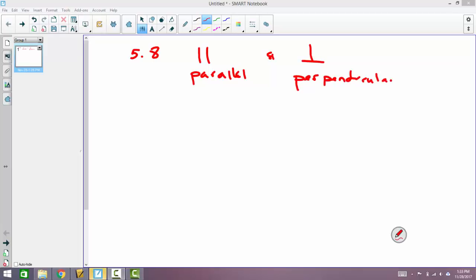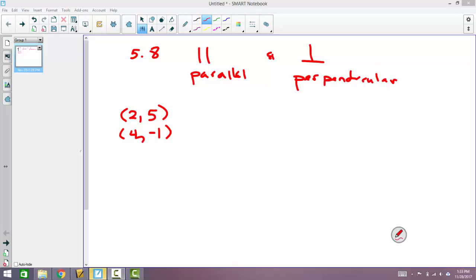So we are moving into 5.8, which is parallel and perpendicular lines. Before we get started though, I would like you to take the 2 points, (2, 5) and (4, -1), and write these in all three forms.